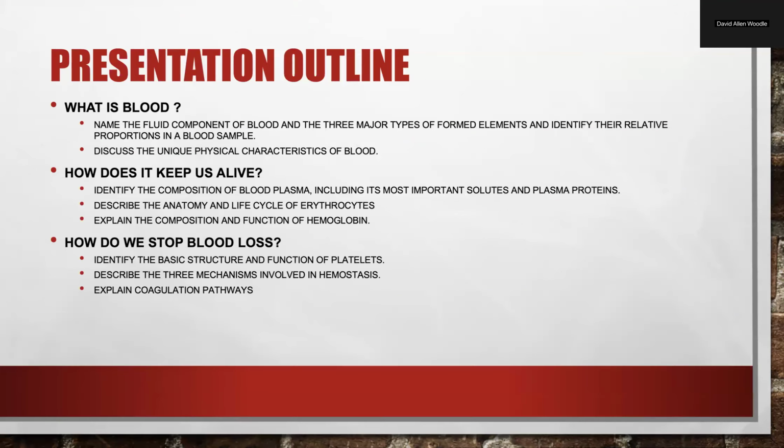So, the guidelines for this presentation had 8 different topics to be covered, and what I have done is organize these into 3 main areas. What is blood? Some of the key components and characteristics. How does it keep us alive? Looking at each of the components of blood and all the cells in the blood, as well as transport. And then, of course, what happens if we have blood loss? How do we stop it?